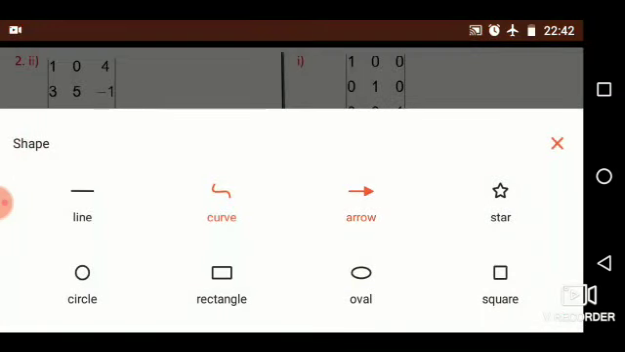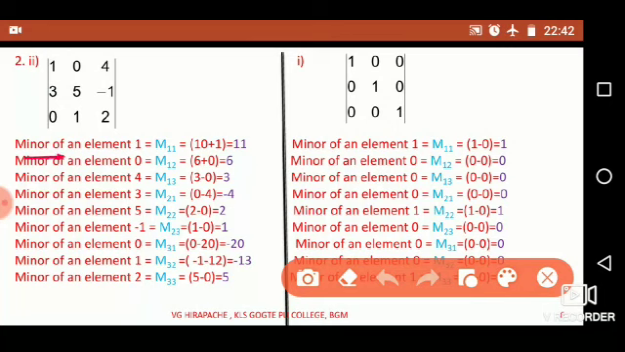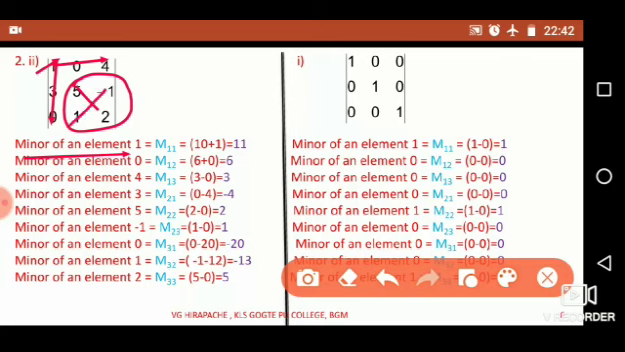Now in this case, the minor of 1, that is the first element, deleting the respective row and column consisting 1, then we have the second order determinant. By solving the second order determinant, we get 5 2s are 10 and 1 minus 1s are minus 1, minus of minus 1 is plus 1. Therefore, the cofactor of 1 is 11.